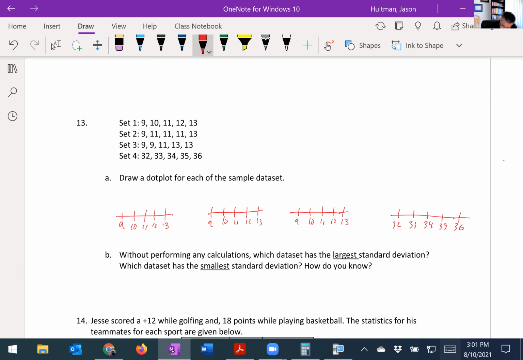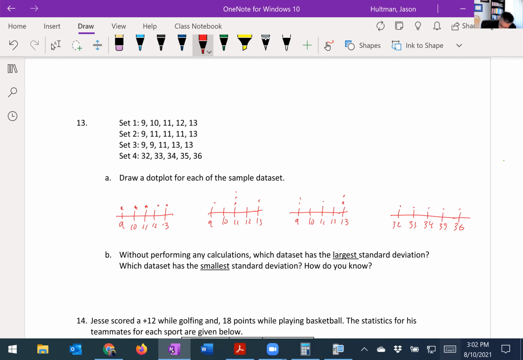Okay, so the first one, we've got 9, 10, 11, 12, and 13. One each. 1 dot each. Okay. The next one we have 9, 11, 11, 11, and 13. Okay. The next one we have 2 9s, 1 11, and 2 13s. Okay. The next one we have 32 through 36, all the same.